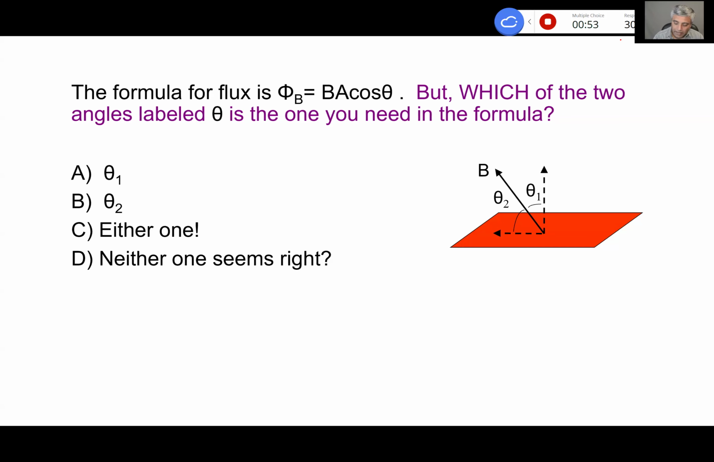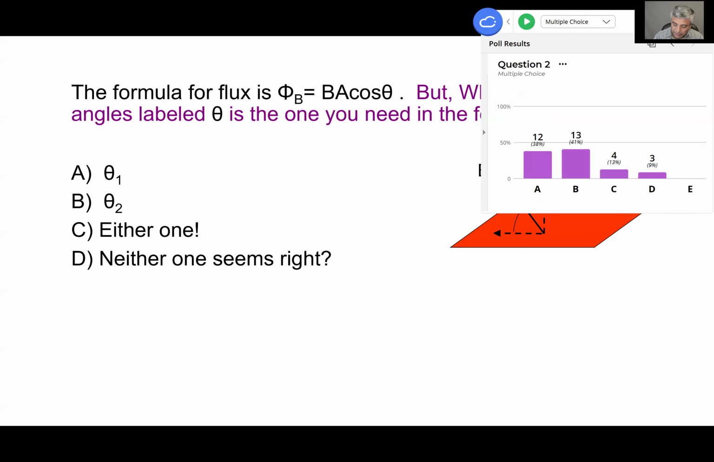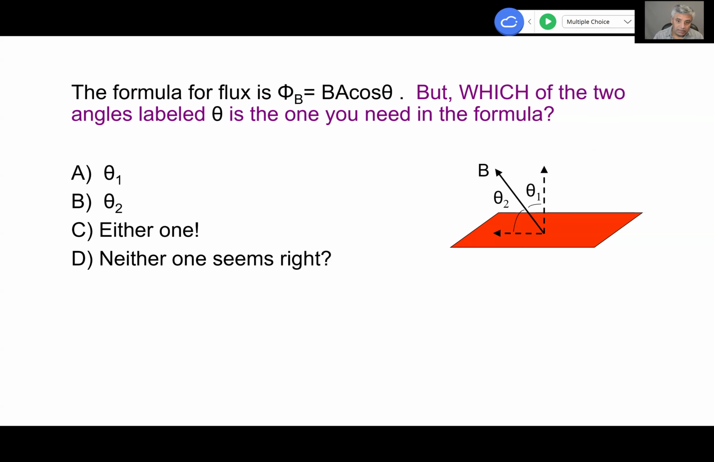5 more seconds. 5, 4, 3, 2, 1, and it stops. Let's see what we got here. So we have kind of A and B together, about the same. And we also have C and D. So here is our area.